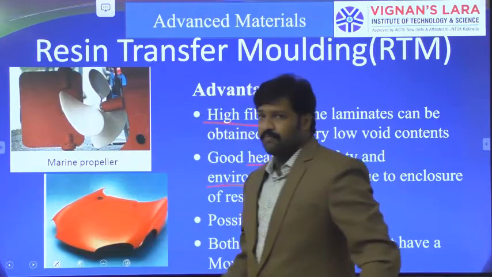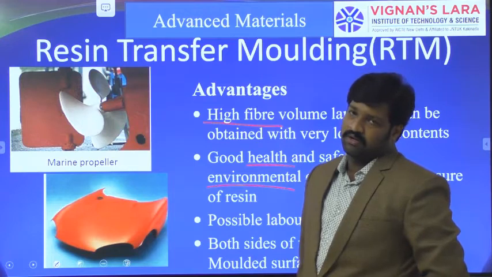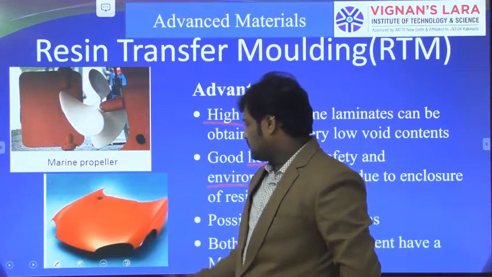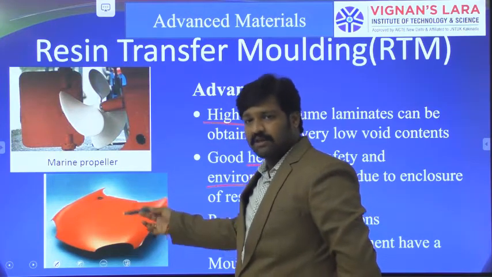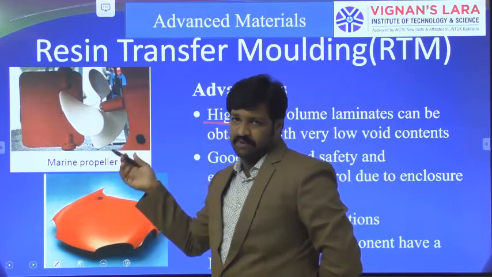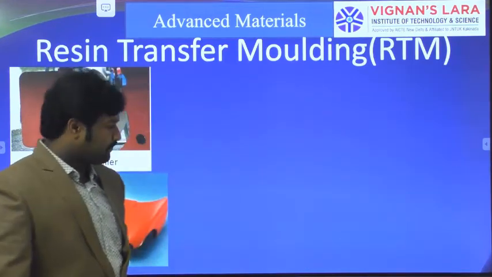So if this type of components are manufactured by means of this closed process, we can get good surface finish. It means if we go for automobile parts, then the top surface can have good surface finish, and the bottom surface also can have good surface finish. Similarly, these blades, propellers and all can be manufactured by means of these closed dies.